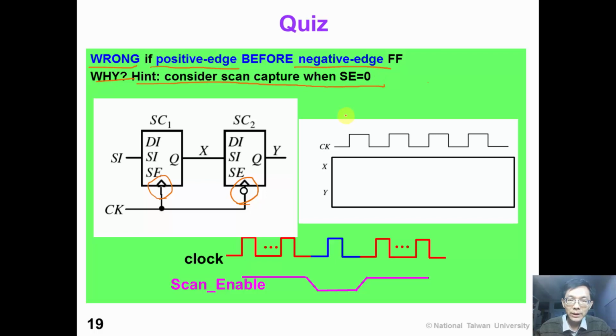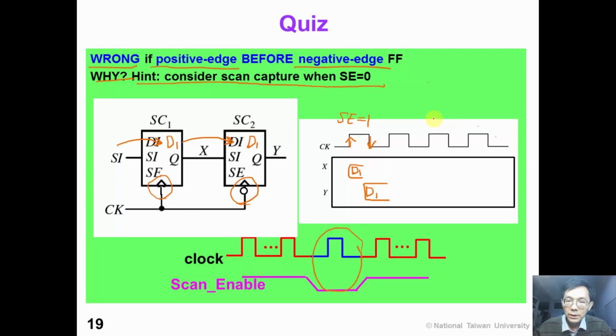Okay, are you ready for the answer? When we consider the scan shift operation when scan enable is equal to 1, suppose we have a rising edge. At this time, we scan in the data D1. D1 is ready here. At the falling edge, we can shift in the data. So D1 is now ready here. It seems like we can operate correctly without any problem.